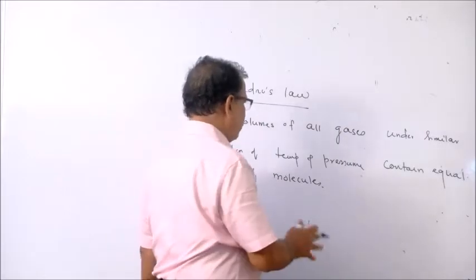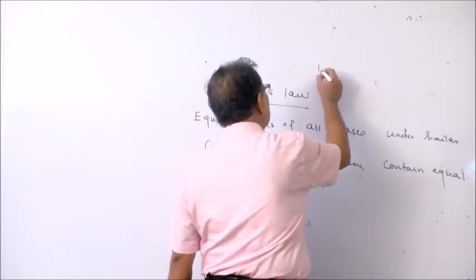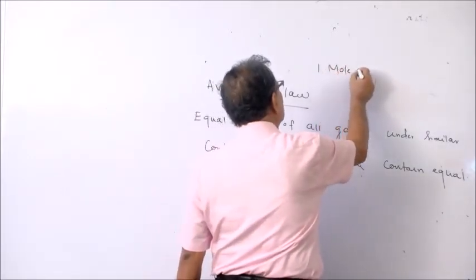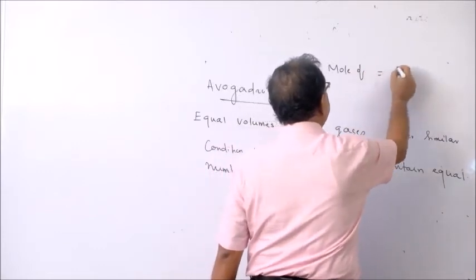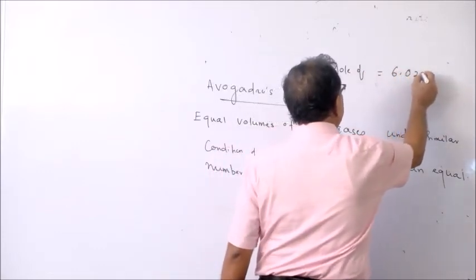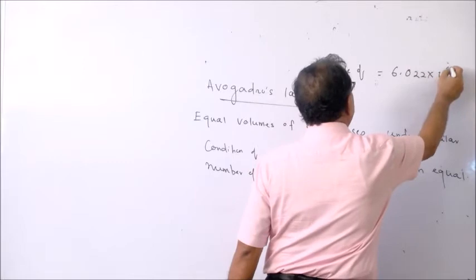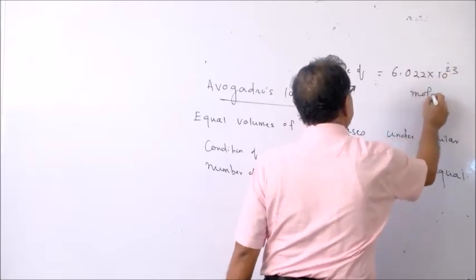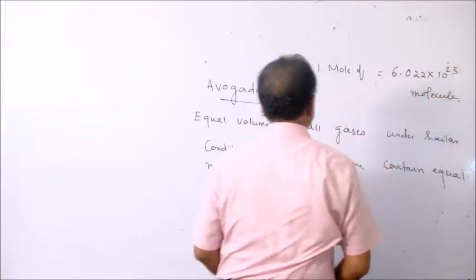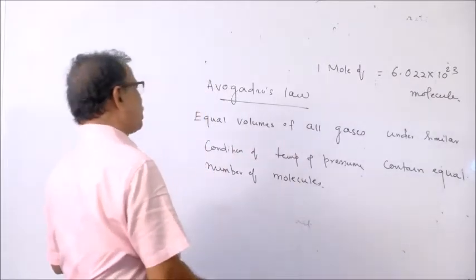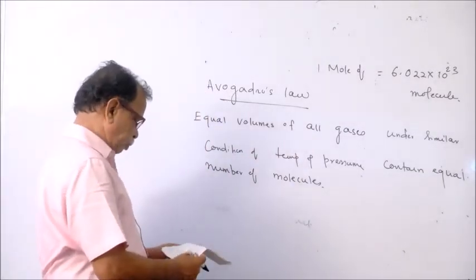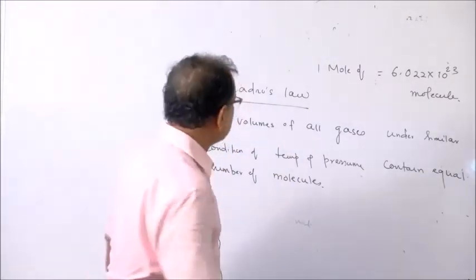That is the mole, I will speak about mole. 1 mole of any gas contains 6.023 × 10^23 molecules. One mole of gas contains 6.023 × 10^23 molecules. So now the applications of Avogadro's law.